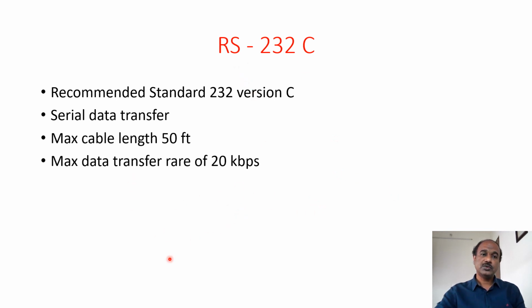And RS-232C supports serial data transfer. So the data transfer will be serial over this RS-232 line. The maximum length of the cable that can be used between two communicating devices for this RS-232 interface is up to 50 feet maximum. And the maximum data transfer rate is up to 20 kilobits per second. These are some of the features of the RS-232C interface.